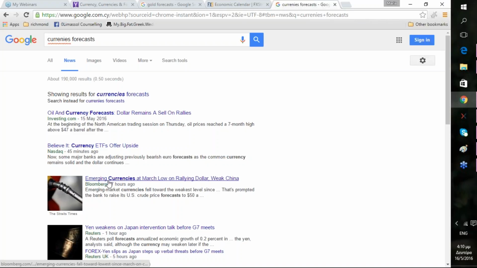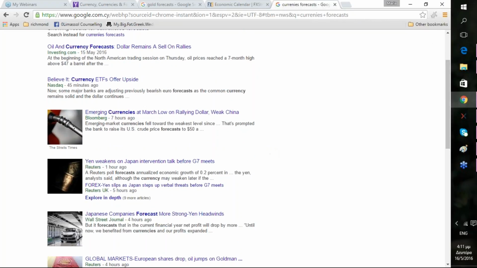Look at this one here, emerging currencies at March low on rallying dollar. So they're still looking at a rallying dollar. 1 hour ago, yen weakens on Japan intervention talk before G7 meets. So then we know it is still on the downside for the yen. That was actually confirmed with what we looked at in the currency center earlier on, correct? When we go into the currency center and click on yen crosses, we look at the majority of pairs being positive against the yen. So that is giving us a lot of yen weakness. So that is confirmed here as well.